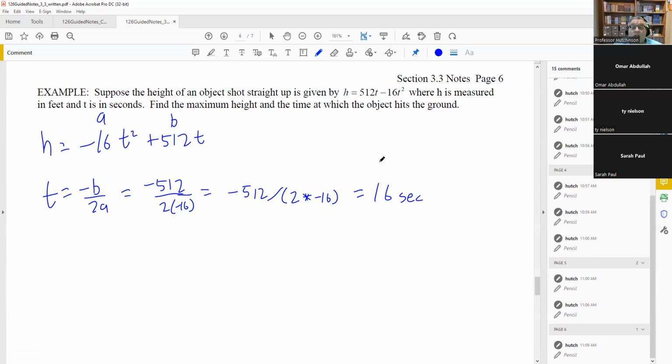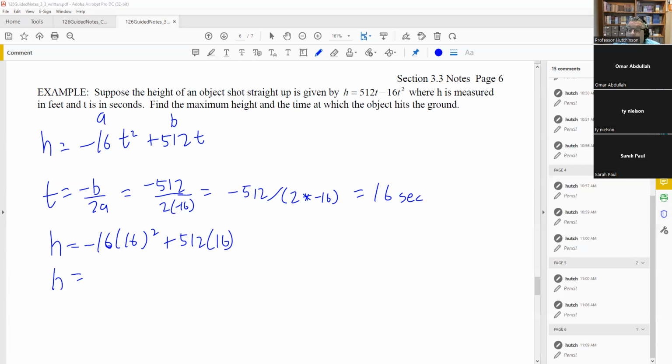Now that's not the right answer, because it's asking for the maximum height that's reached. 16 seconds just tells you how long it takes to go all the way up. So you want to know what the height actually is at 16 seconds, which means we're going to put 16 seconds in for both of the t's. So I've got negative 16 times 16 squared and 512 times 16. So we want to put that into the calculator.